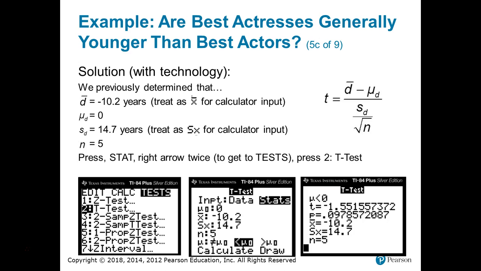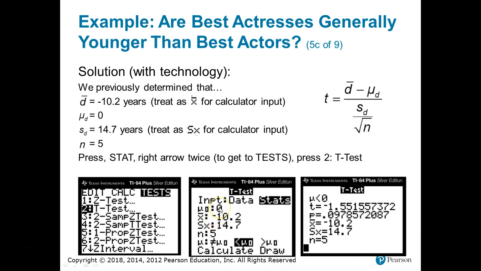So we determined that the D bar is negative 10.2, and we will treat this as X bar for calculator input. Same with our standard deviation. Even though it's S of D, we will treat it as S of X for calculator input. So we press STAT, the right arrow twice to go to TESTS, and then 2 for T-Test. Again, the same thing we did in chapter 8. And then we're going to go to Stats.